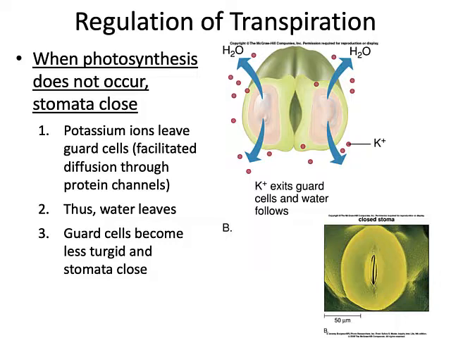When photosynthesis does not occur, the stomata typically close, and it's basically the opposite of what we just described. Potassium ions leave the guard cells simply through facilitated diffusion through protein channels. If the ions leave, the water follows, and then the guard cells become less turgid and the stomata close.